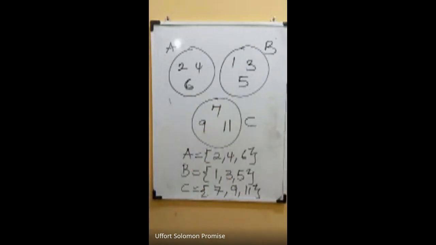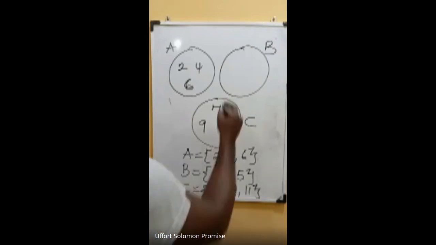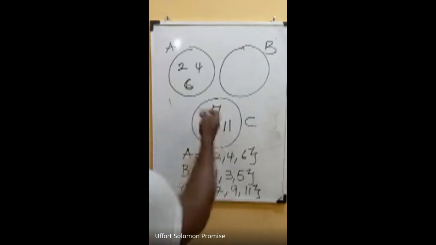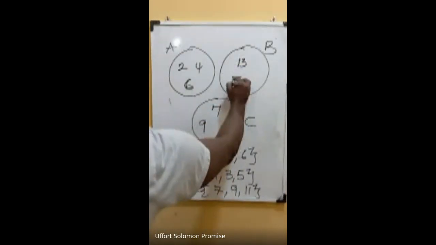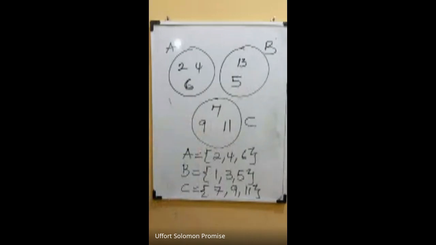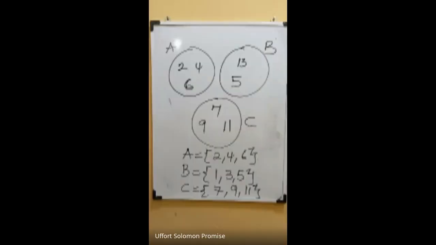And please always ensure to write it spaciously, giving space in between them. You don't need to write it like this. For example, set B has 1, 3, and 5. You don't use commas within the circle. So if you write it like this, what does that mean, James? Can you tell us what? Okay, that is 13 and 5.